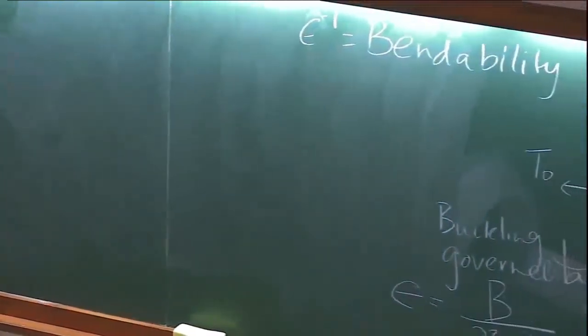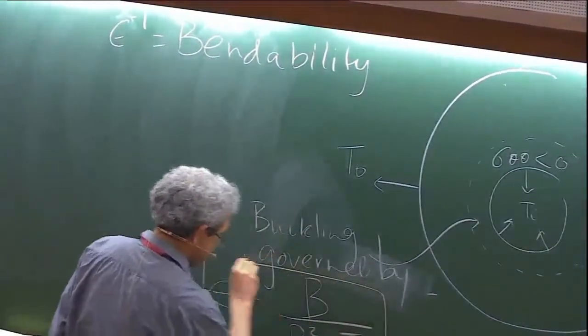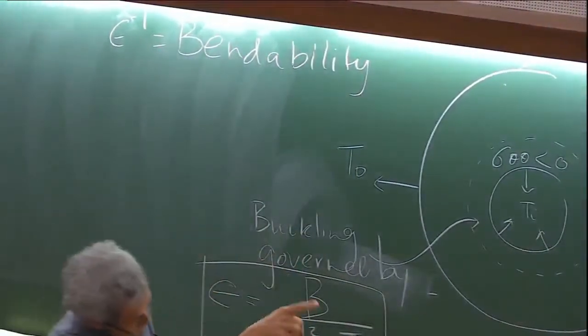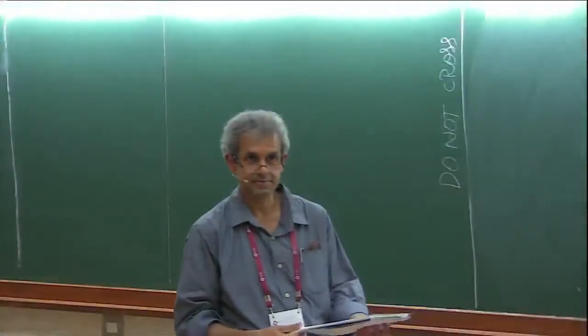Okay? So you need two parameters now. You need this to turn on confinement. You need this to say whether you're buckling. Okay? So this is to be contrasted with one dimension, where everything came in the same parameter.